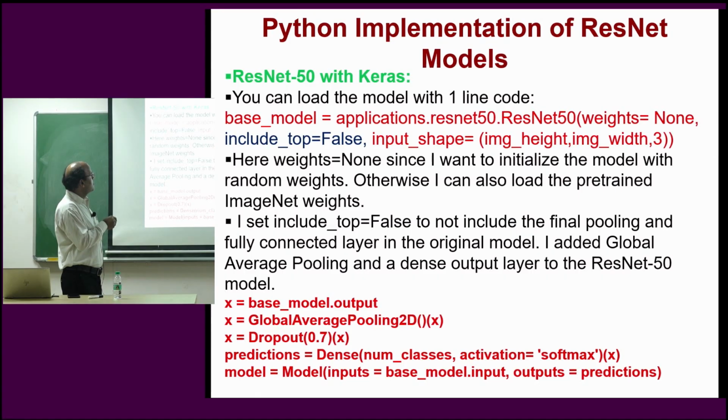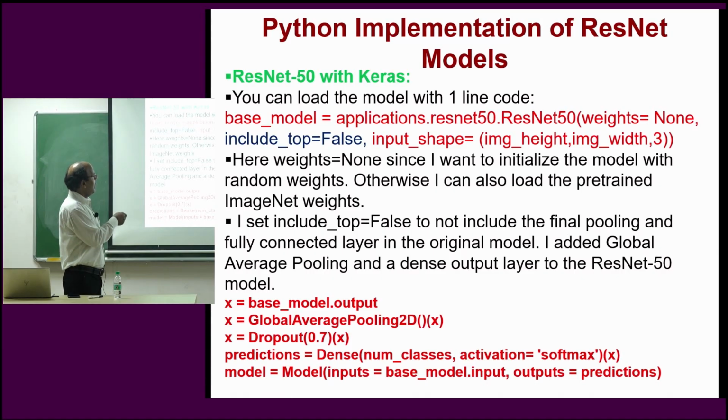Then include_top equal to False. That means top layer means feature classification layers I am talking about, the classification part. For the classification part, we do not want to use the standard one that is used in the API. We want to use our own. We want to fine tune that.